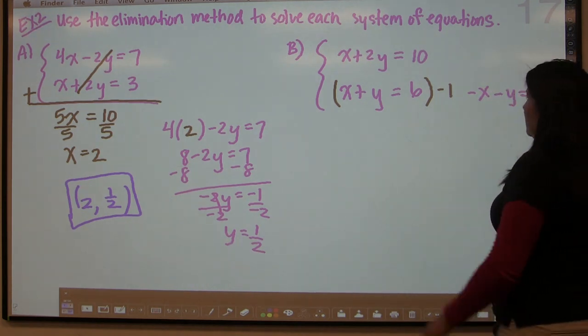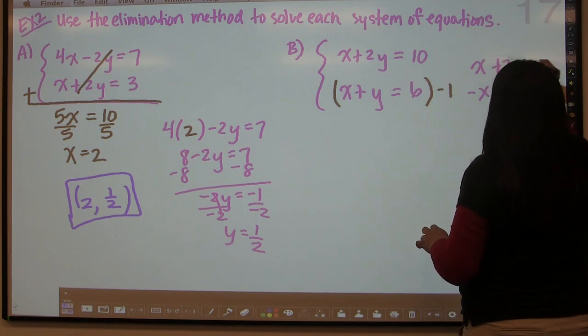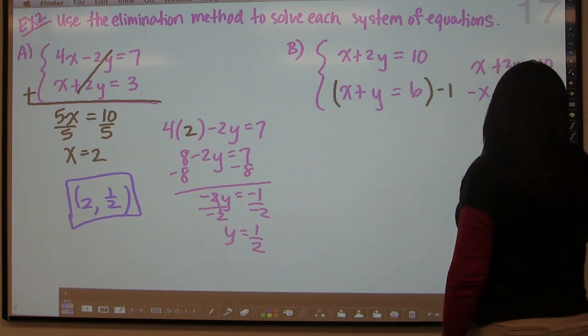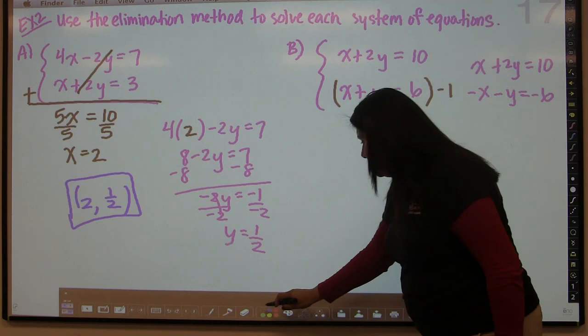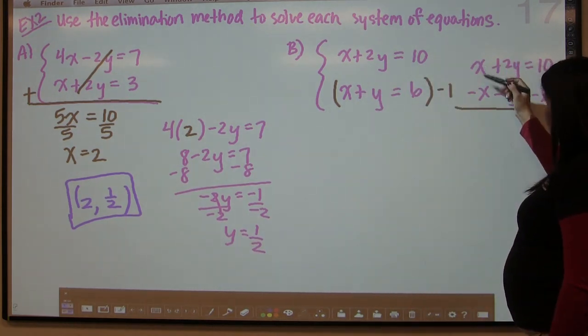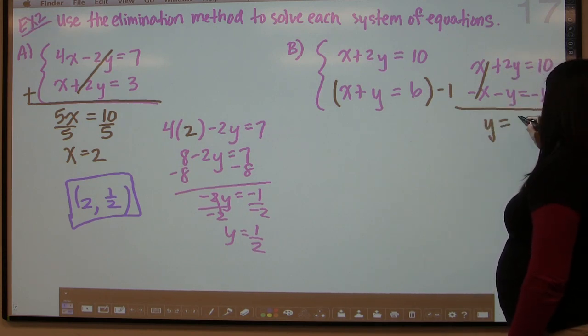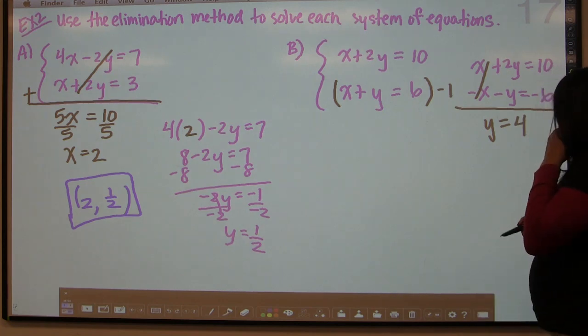Okay, the top equation stays the same. It's still x plus 2y equals 10. And then I'm going to add them together, like I did in the previous example. And like the previous example, the positive x and the negative x will cancel. And 2y minus 1y will leave you with 1y. And 10 minus 6 is 4. So the y is 4.